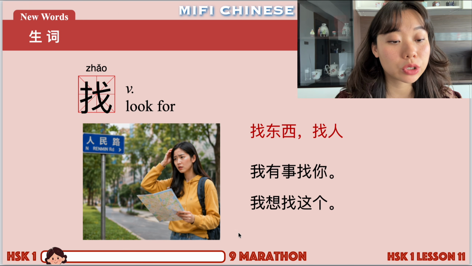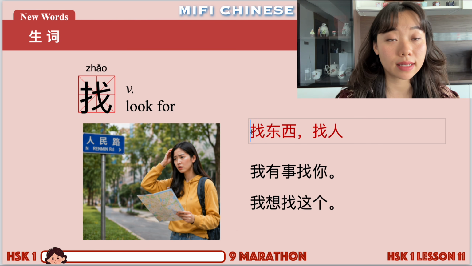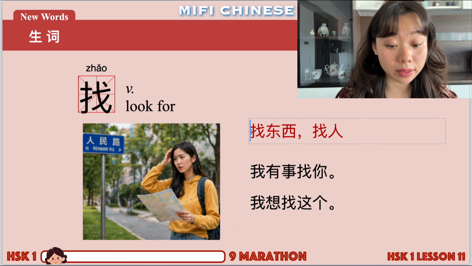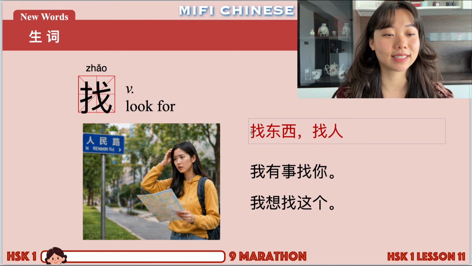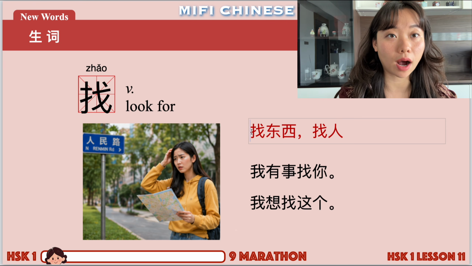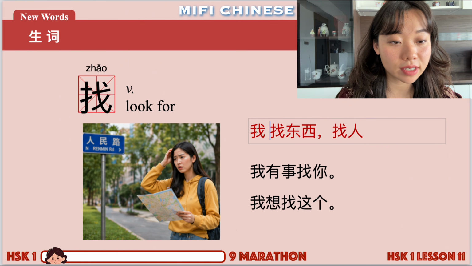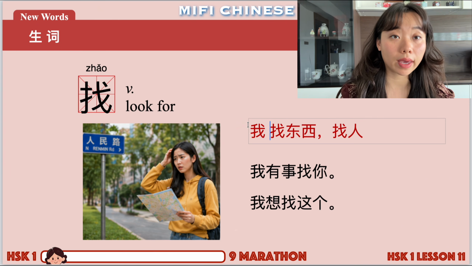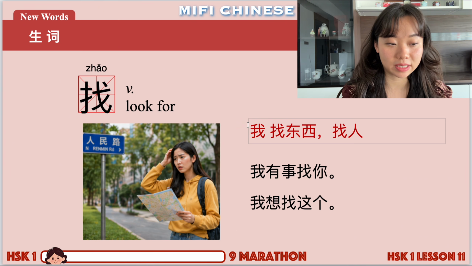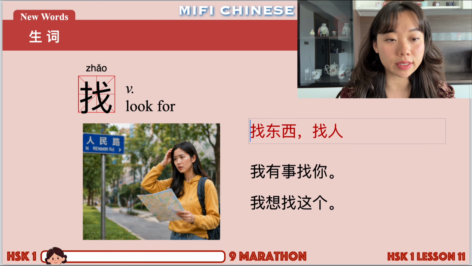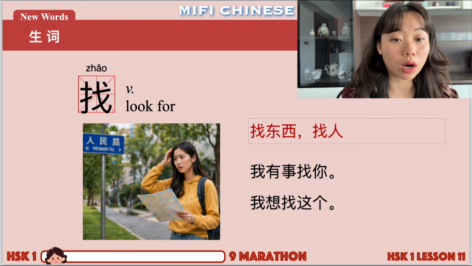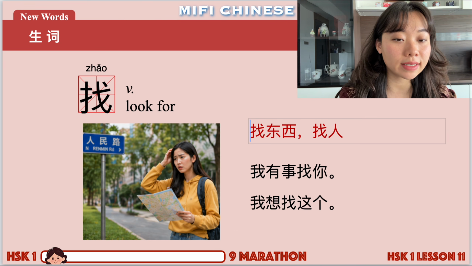Next word, 找, to find or to look for. Here I would like you to pay attention, because the 汉字 for 找 is quite similar to another 汉字. Can you recall which 汉字 looks really similar to 找? Yes, 我, right? You can find the difference: there is just one more stroke here. This is the only difference between 找 and 我. So please pay attention and try to differentiate these two 汉字.